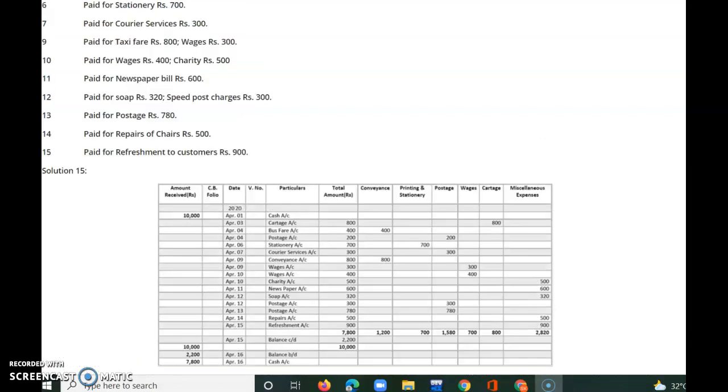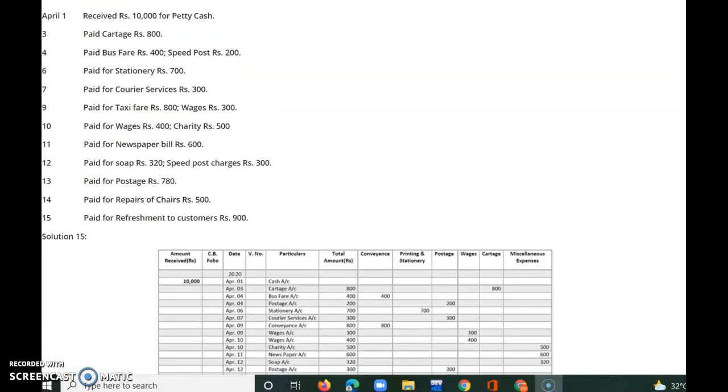Now how this will be prepared, let's understand with the help of this question. Received rupees 10,000 for petty cash. This is the imprest. This is the advance which is received by the petty cashier. So this will be written here as cash is received on April 1st, 10,000 is written, that is the amount which is received. Then all the expenses which are to be made should be written on the right side in the respective column relating to that.